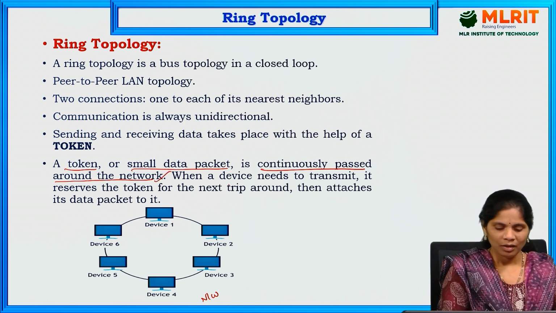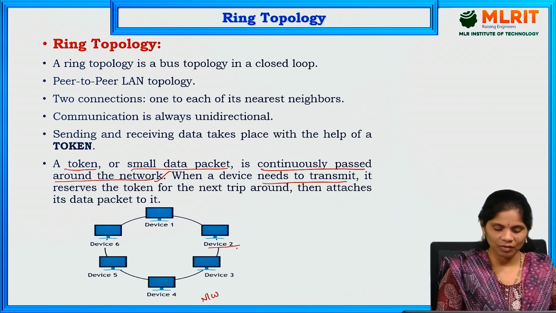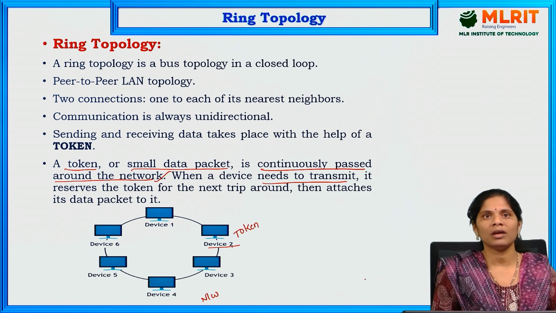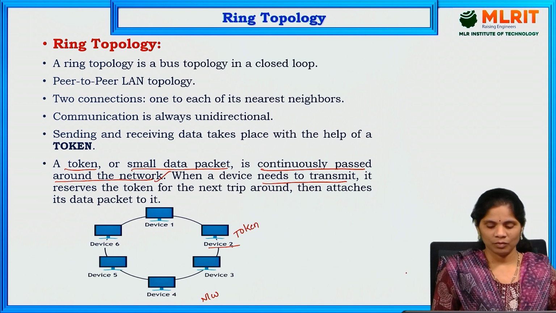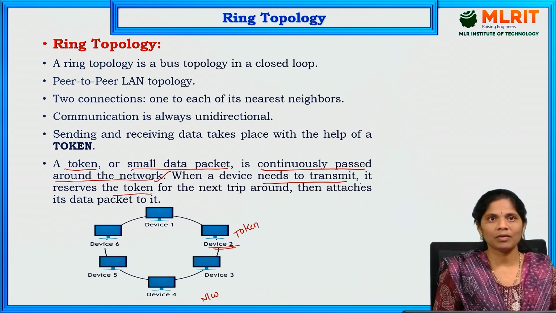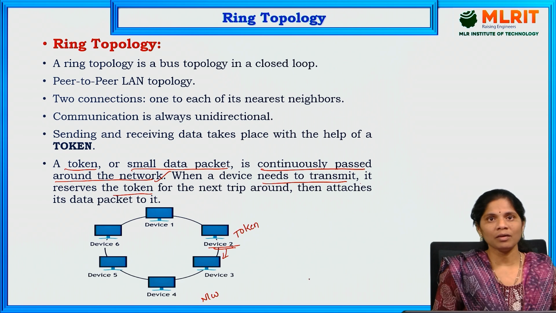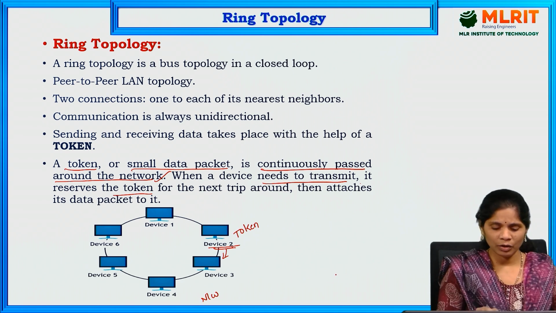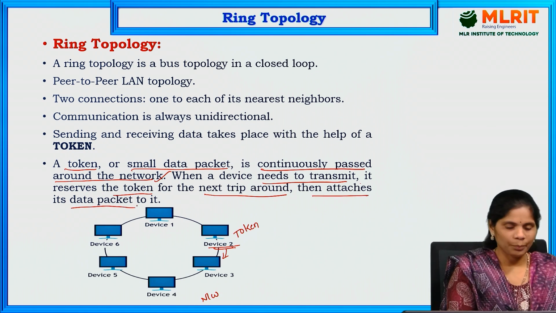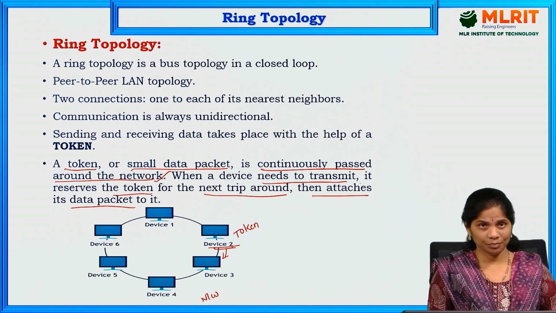Suppose device 2 needs to transmit data. Whoever has the token, that device only can send the data. So it reserves the token first. If device 2 wants to send the data, first this device reserves the token, then only it transfers the data. That is the process in ring topology. Then the data packet is attached to it.